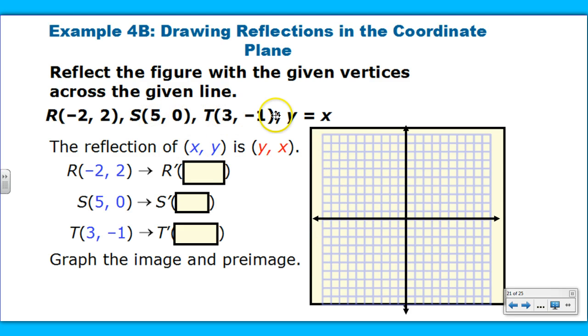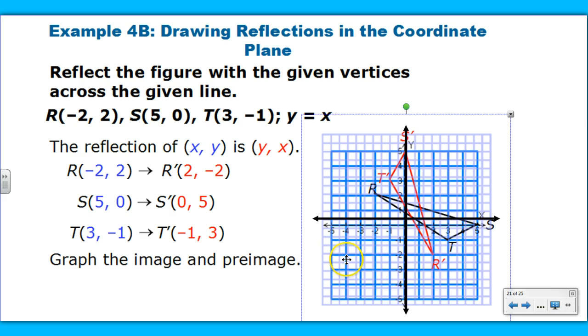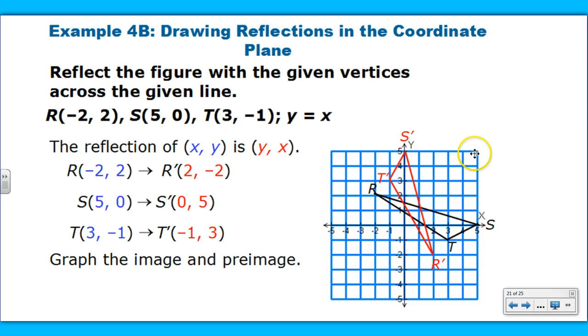And we have a reflection now across the parent linear equation, y equals x. So to do this, again, we go from xy to an image that is yx. So negative 2, 2 becomes 2, negative 2. 5, 0 becomes 0, 5. And t is at 3, negative 1 becomes negative 1, 3. Go ahead and graph them. Come back and check, and you should have this. Interesting reflection. Black is the pre-image and red is the image across our parent linear, which is really cool.